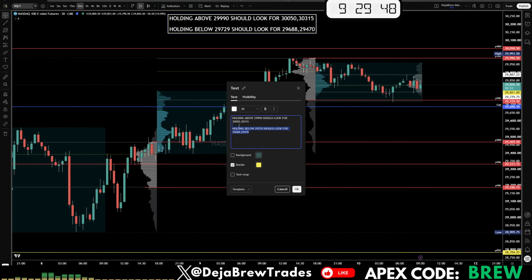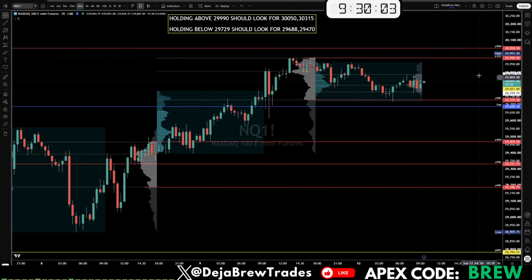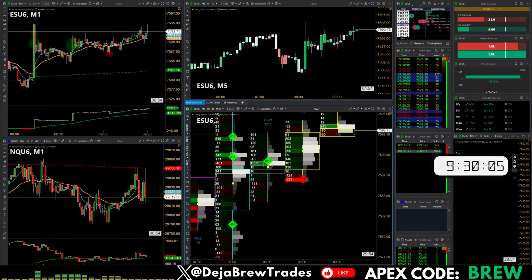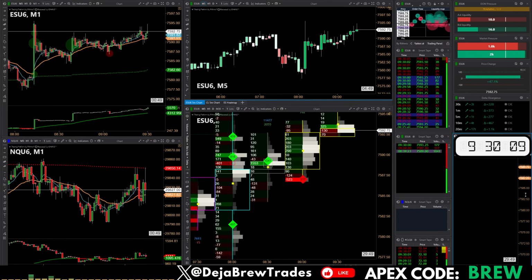Just showing a little bit more of that bearish pressure on NQ, kind of pushing towards that value low. Yeah, for the open, we're really just looking for those rotations until we have a very clear break out of that balance.